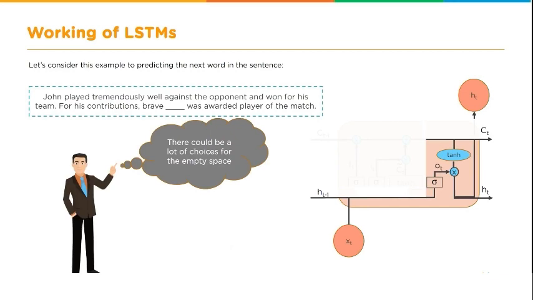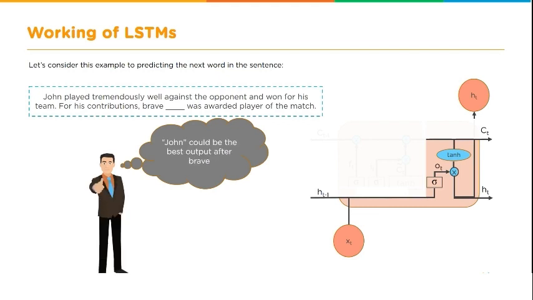John played tremendously well against the opponent and won for his team. For his contributions, brave blank was awarded player of the match. There are going to be a lot of choices for the empty space. The current input, brave, is an adjective. Adjectives describe a noun. John could be the best output after brave. Thumbs up for John, awarded player of the match.